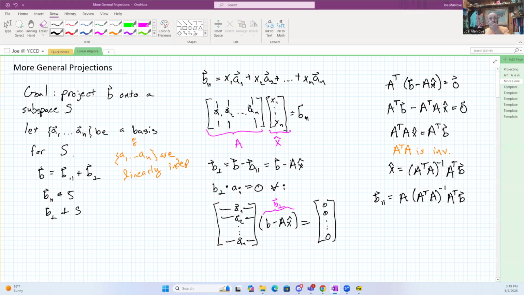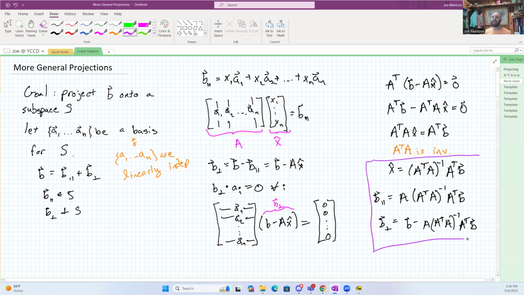Okay, now here's the kicker. What I want you to take from this is actually going to be all three of these. Oops, I forgot the third one. The third one is B perpendicular. So B perpendicular is just B minus B parallel. So it's going to be B minus A times A transpose A's inverse times A transpose times B. Of these three, I want you to remember all three. So these guys need to go in your head.